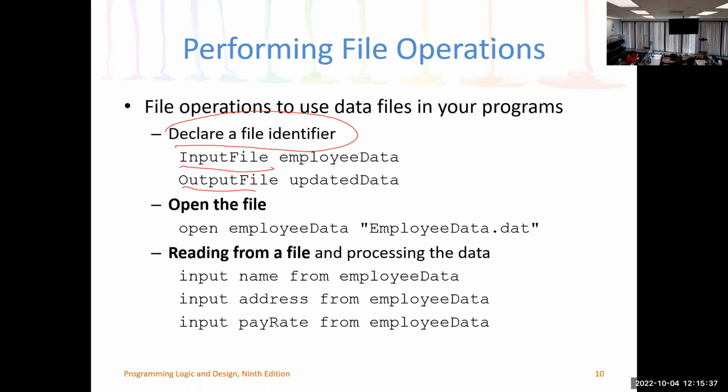Now, okay, think about this one in the program. In some programming, if you want to use a variable, you have to declare it, right? In the pseudo code, you can think about, you have num x equal to 10. That is a declaration, and that is a variable. The same way works here. You have to declare the file identifier. Here, num is the data type, and x is the variable name.